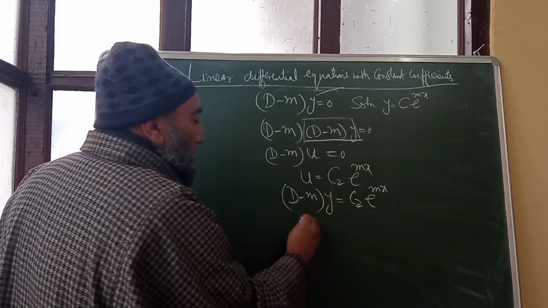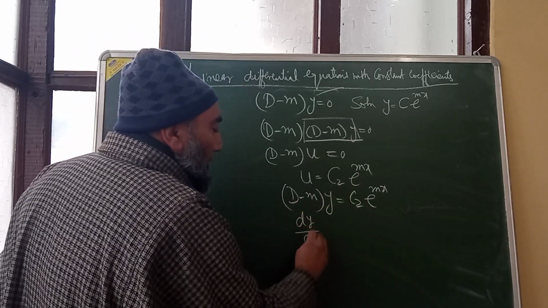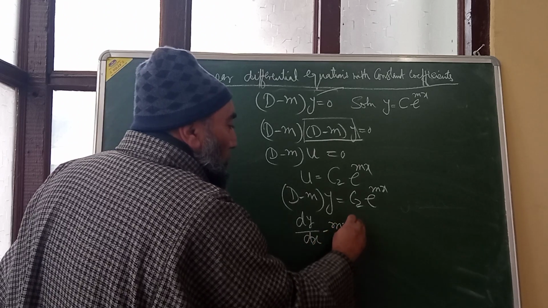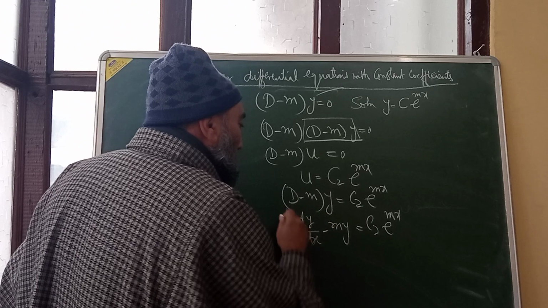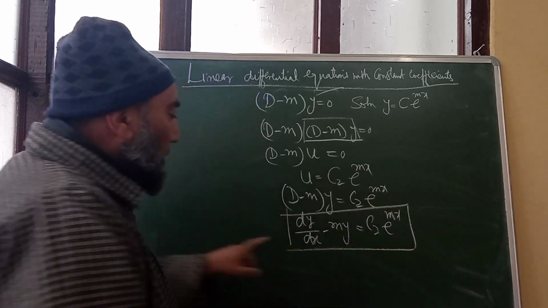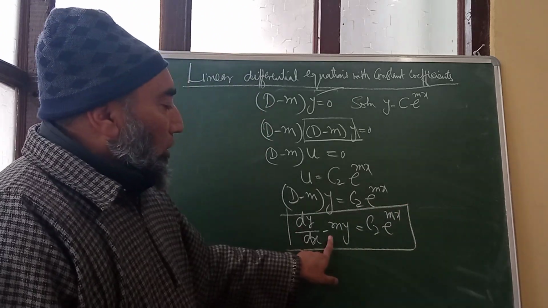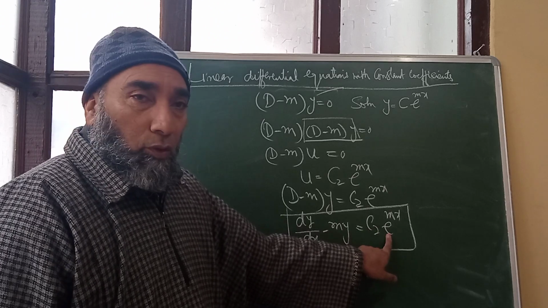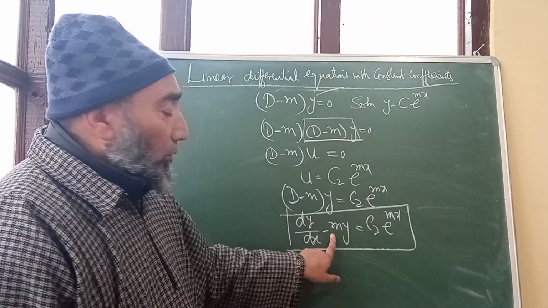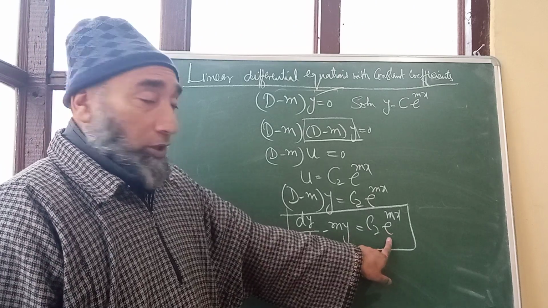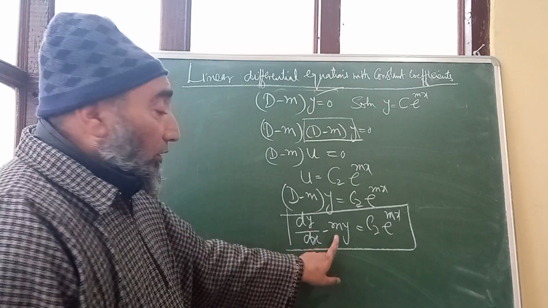What is D? It is d by dx. So dy by dx minus my equals constant times e to the power mx. What is this now? This is a linear differential equation, dy by dx plus py equals q, or dy by dx minus py equals q. What is p? p is minus m. This is q. So what is the integrating factor?